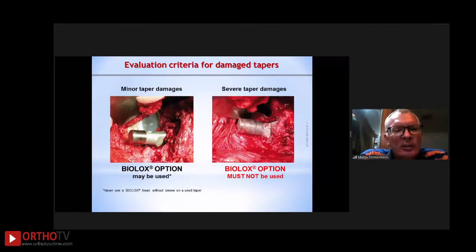Here are two practical images of when you can use the Biolox option system. On the left-hand side, you see the taper of the stem is still in good shape, so you can use it. On the right-hand side, the surface has been flattened, and you cannot use it. I used to say to the surgeon, if you are not sure, you can just put the sleeve on the surface of the stem. And if you have the impression the sleeve is not well fixed, it is waggling, then it's recommended not to use the Biolox option system, but to exchange the stem. Or if you want, you can also use a metallic ball head, but be aware that you also have an increased risk of fretting corrosion, because even the metallic ball head will not be fixed properly on the stem.